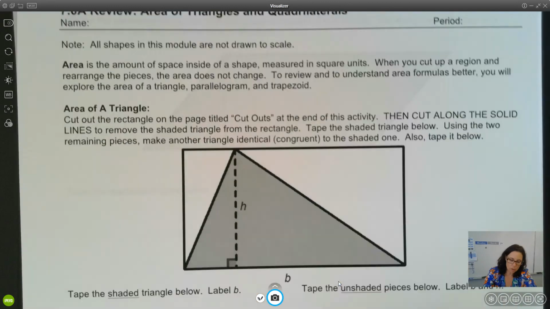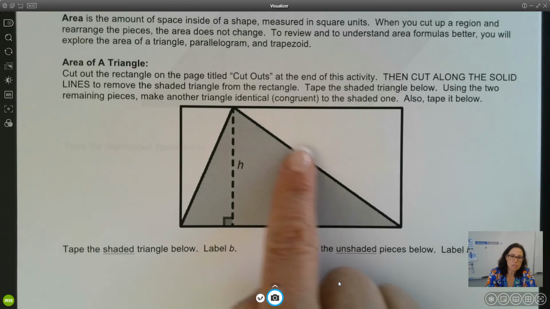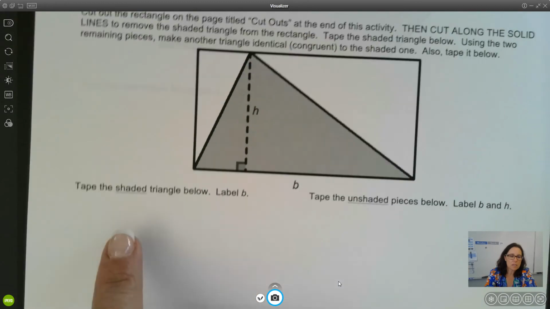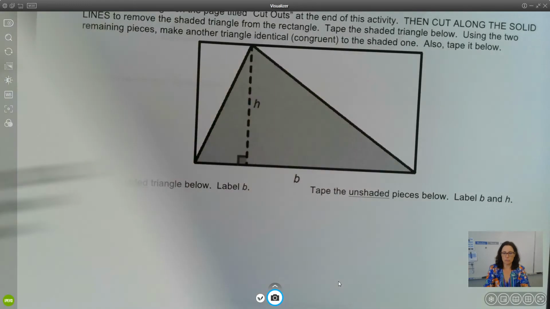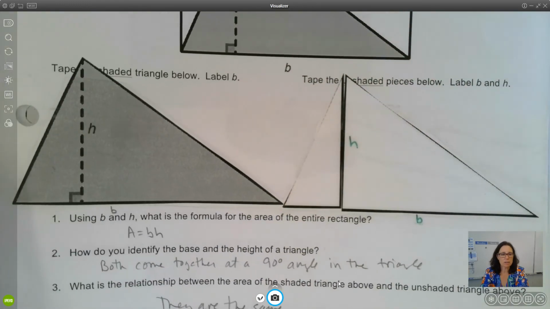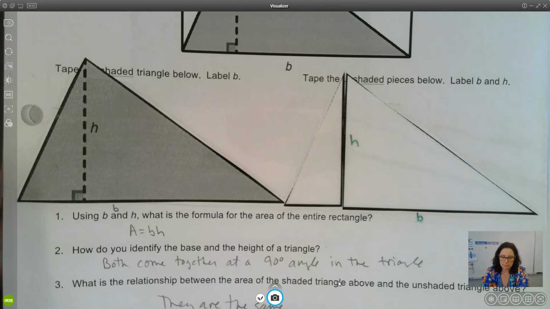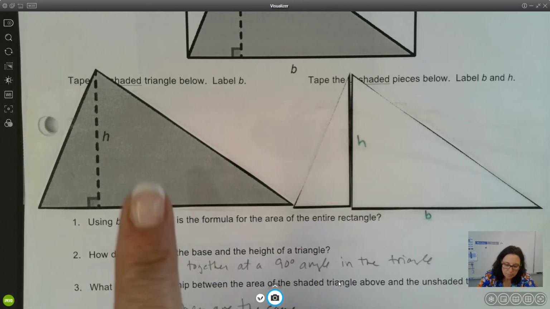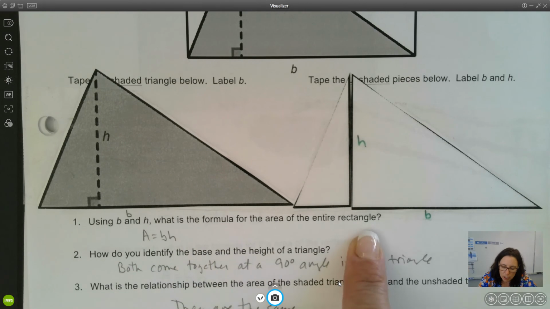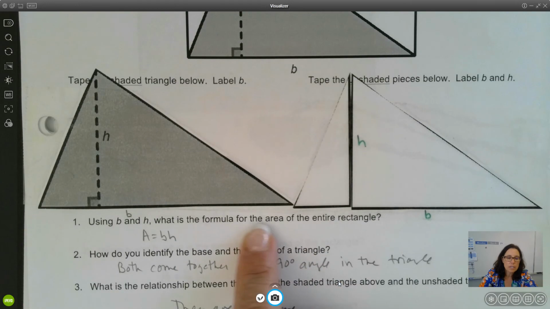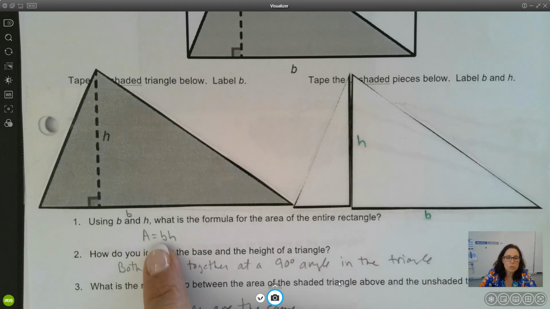We're going to cut these pieces out, and we're going to tape the shaded triangle below, and tape the unshaded triangle below. That's exactly what I did already here, just to save a little time. Using B and H, what is the formula for the area of the entire rectangle? Area equals B times H.